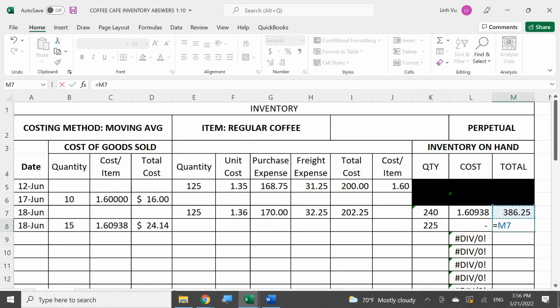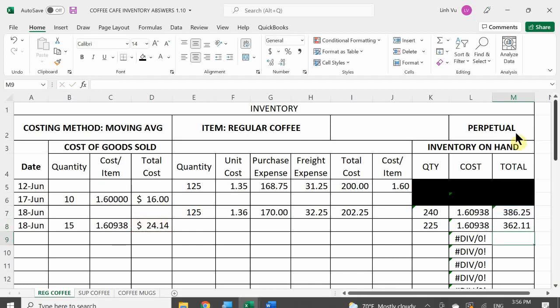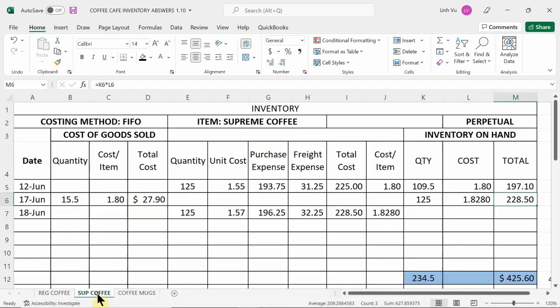If I started with $386.25 and I end up using $24.14, how much should I be ending my inventory with? 362.11. Okay, so that's what we calculate in our inventory worksheet. We won't find out if that's accurate or not until we plug it into our ledger. Okay, so there we go. We used 15 pounds, which cost me $24.14.